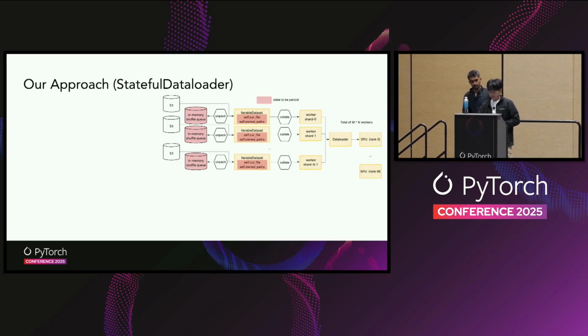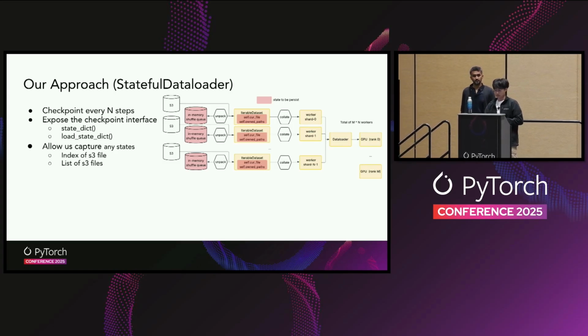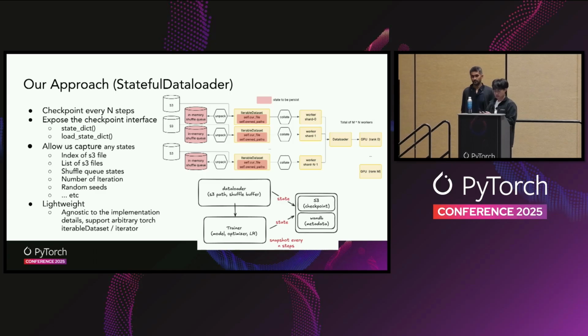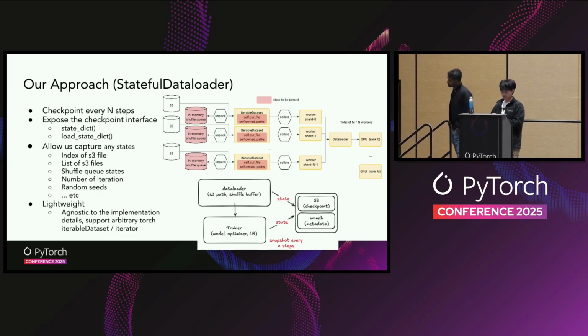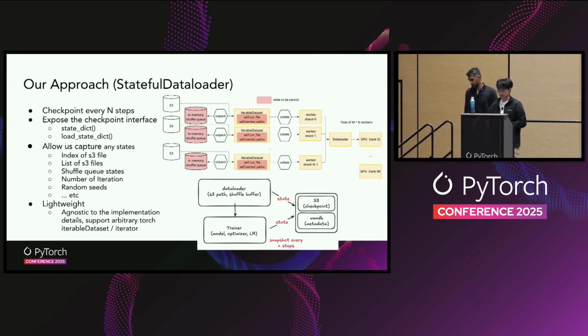So StatefulDataLoader perfectly fit our need, where it allowed us to checkpoint every n steps by implementing state_dict and load_state_dict, where we can store all the state that we care about and then restore it accurately later on. It's also lightweight, so we can implement it for an arbitrary iterable dataset, as long as we can provide the state_dict and load_state_dict implementation. So this is roughly the high-level structure of how we do the checkpoint. The data loader will dump the checkpoint, as well as the trainer side: the model, optimizer, learning rate, stuff like that.